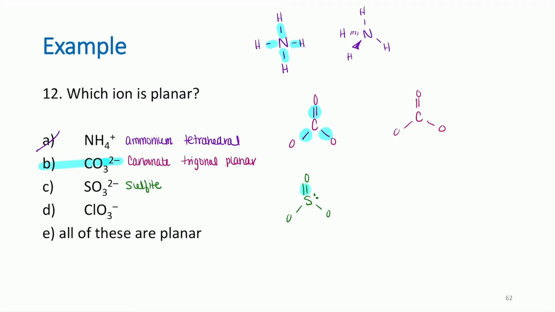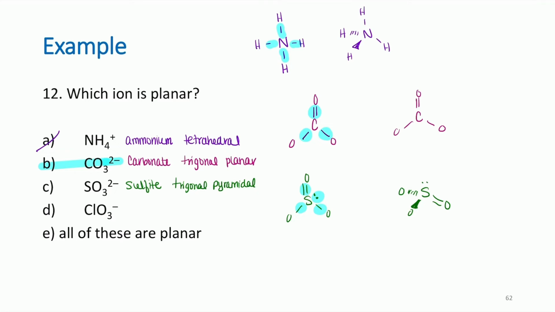But I've got 1, 2, 3, 4 areas of electron density. So when I draw this out, the double bond here, if you really want to keep the double bond, doesn't matter. But I have a lone pair up here. That lone pair causes this to be called trigonal pyramidal. It's just like the structure for ammonia.